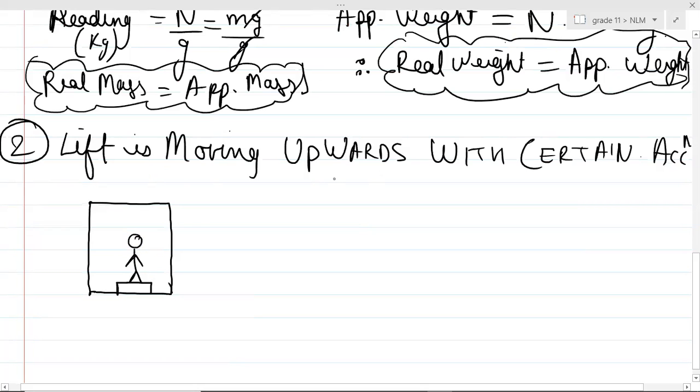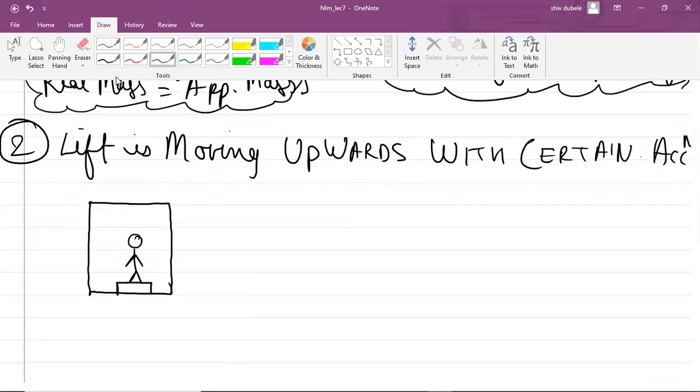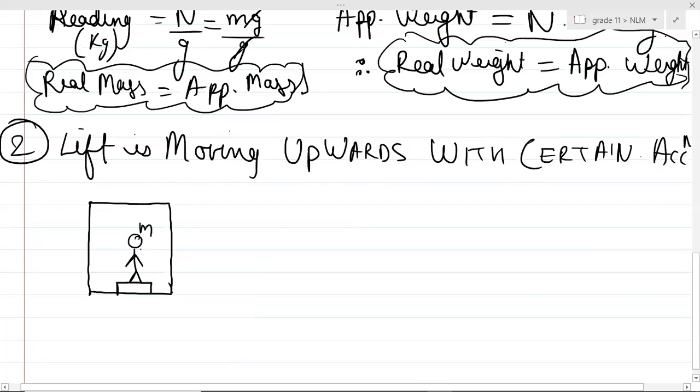So the lift is moving upward with a certain acceleration. See guys, in this case, there is a lift in which a man of mass m is standing, and the lift is going upwards with an acceleration, let's say a. Is this clear, guys? The lift is going up with an acceleration a.